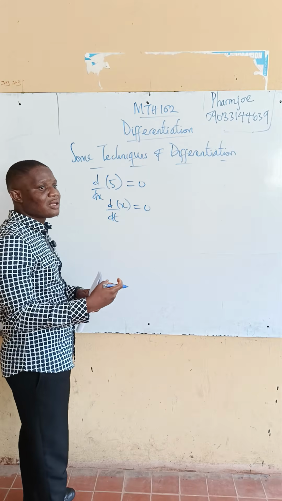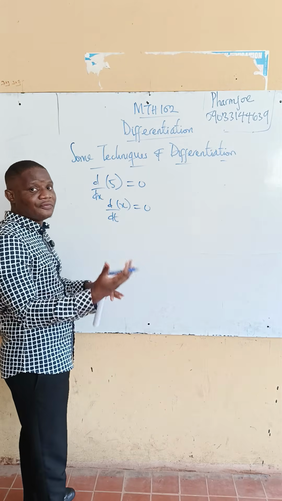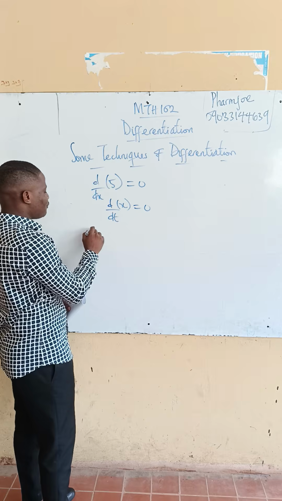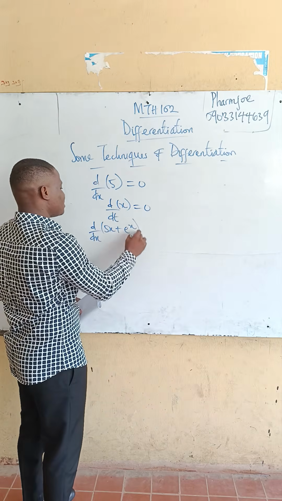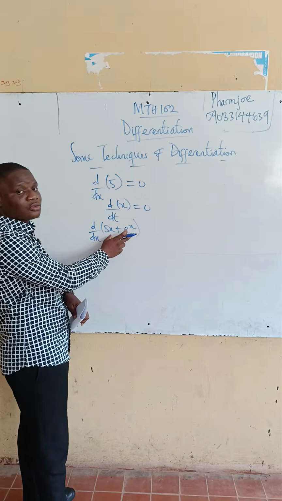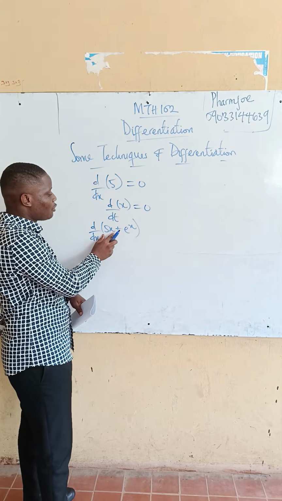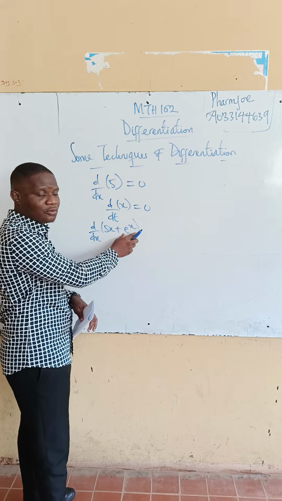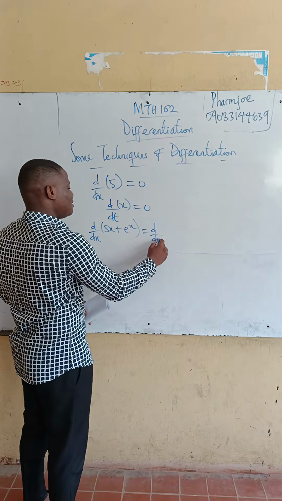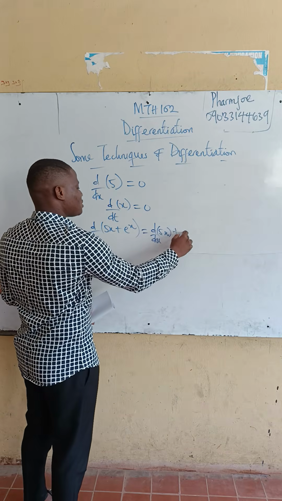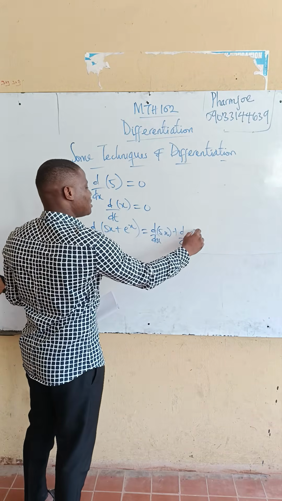We also saw in the last class the sum and differences of differentiation. That means if I want to find the derivative of, let's say, 5x plus exponential x, we have a sum of two functions. We have 5x, which is a kind of function, and exponential x is also a kind of function. Finding the derivative of this is the same thing as finding the derivative of 5x plus the derivative of exponential x.